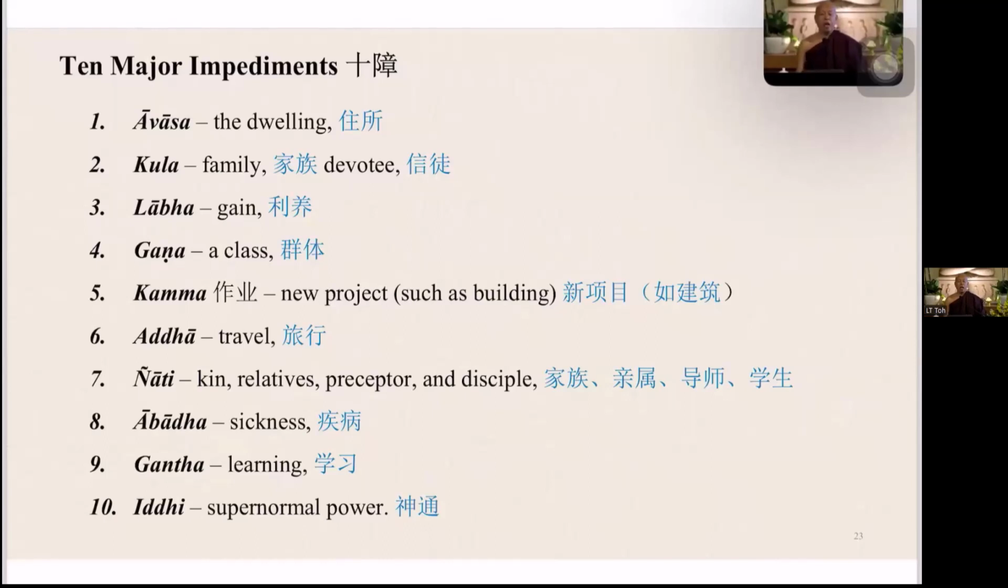Another thing is the kula, family or devotees. Here I just say two different things, family and devotees, right? That means we all have family. Sometimes one of our family members is sick, for example. We have to take care of him or her. Then we are busy, we cannot meditate. This kind of impediment comes from family. Another thing, devotees, is for bhikkhus.